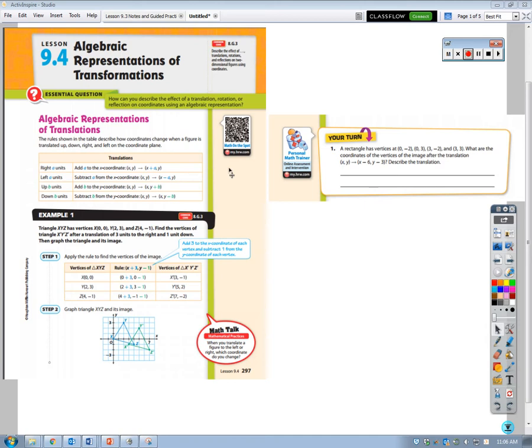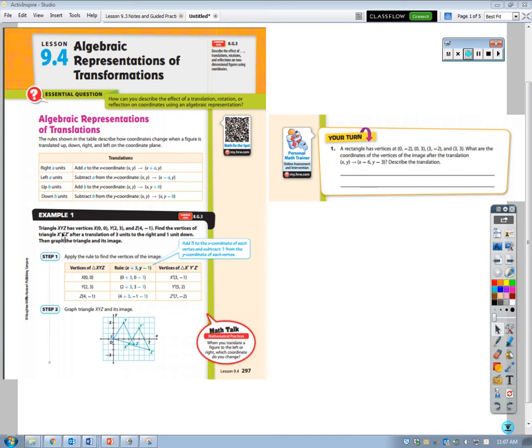So if you translate a figure right, you are going to add a to the x coordinate, right? So right, you're going positive on a coordinate grid. So you would be adding the number of units that you move that figure to the right to the x coordinate. For left, you would be subtracting the number of units that you move that figure from the x-coordinate. For moving up, since you're moving positive on the y-axis, you would be adding that number of translated units to your y-coordinate. And when you translate down, you are subtracting that number of units from your y-coordinate because you're moving down the y-axis.